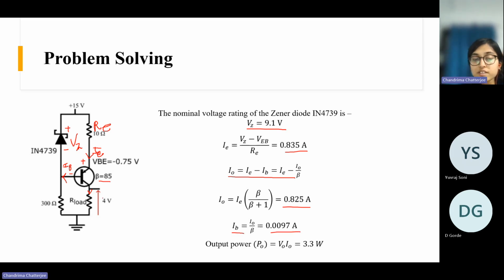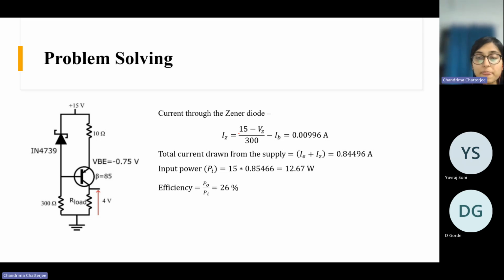They have already provided the output voltage, 4 volt, and we have already calculated the output current. So output power is V naught I naught, the multiplication of output voltage and current. This is 3.3 watt. Output power we have calculated. Now we need to calculate the input power.